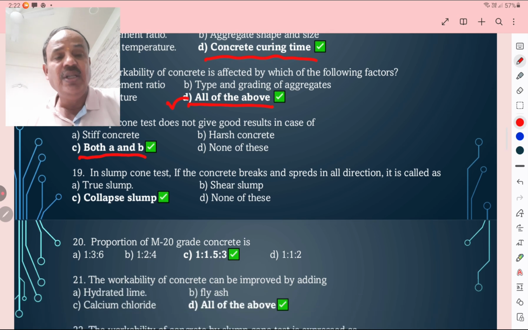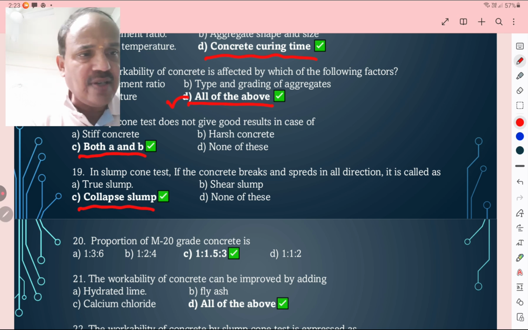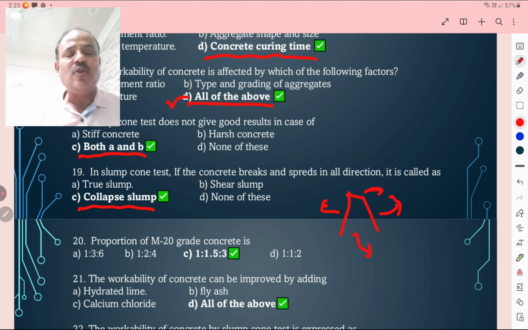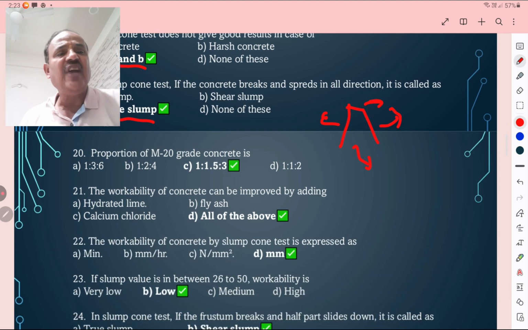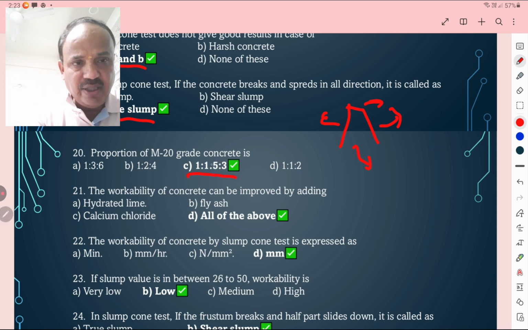In slump cone test, if the concrete breaks and spreads in all directions, it is called a collapse slump. म्हणजेचा स्लम्प जो आहे तो ऑल डायरेक्शन मध्ये कोलॅप्स झाला तर त्याला काय म्हणायचं? कोलॅप्स स्लम्प. Proportions of M20 grade concrete is 1:1.5:3.